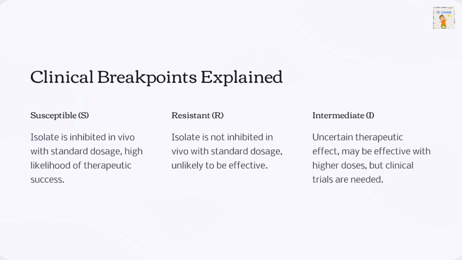There are three categories that we normally see in our culture reports. Susceptible means the isolate is inhibited in vivo with standard doses, and there is a high likelihood of therapeutic success with that particular antibiotic. Resistant means the isolate is not inhibited in vivo with standard doses and treatment with that antibiotic is unlikely to be effective. And intermediate means there is an uncertain therapeutic effect. The antibiotic may work with higher doses, but the clinical trials are not very confirmatory.